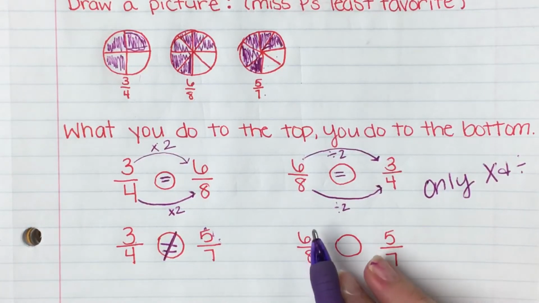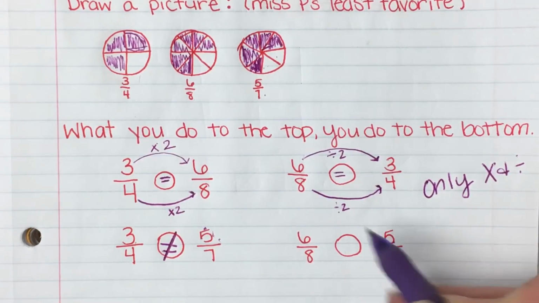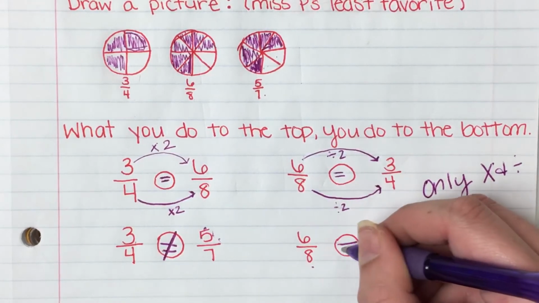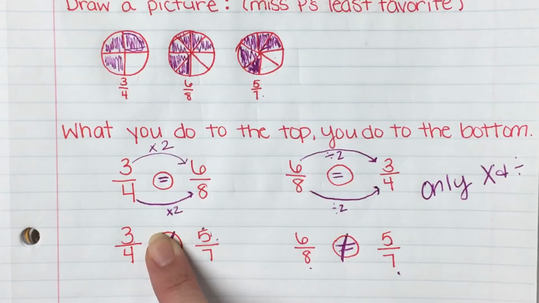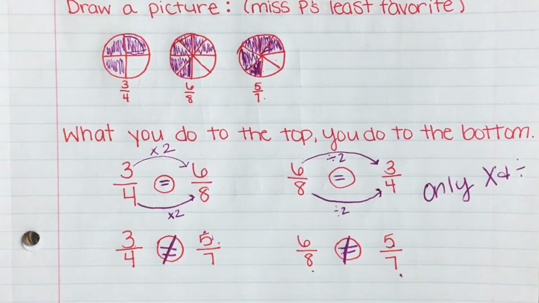Same thing over here. How can I get from 6 to 5 by multiplying and dividing? I can't. And I can't get from 8 to 7 by multiplying and dividing, so they are not equal to each other. They're only equivalent if you can do to the top what you did to the bottom. So these are not equivalent. Pause your video, press play when you're ready to begin.